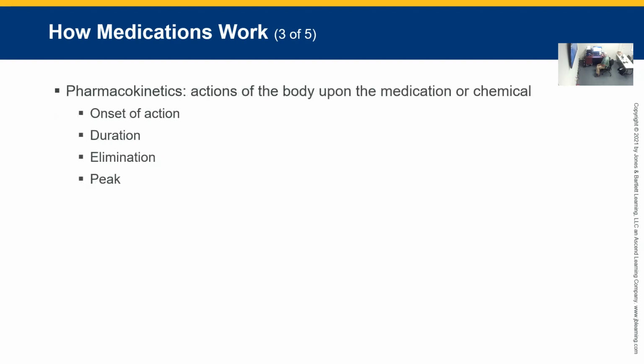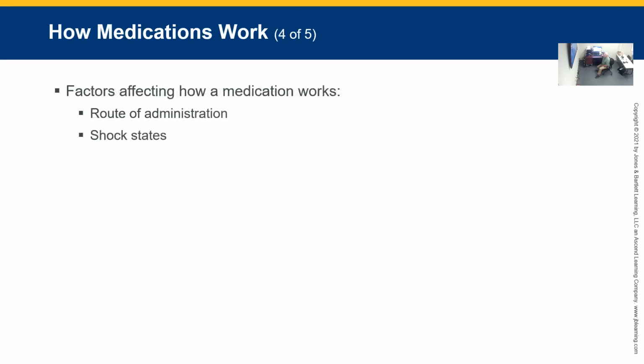As far as pharmacokinetics, this talks about the actions of the body on the medicine. In the emergency setting, you want a very quick onset of action. There are some medicines that don't last very long, but others hang around for hours, maybe 2 hours before they peak. We're going to talk about the routes of administration.